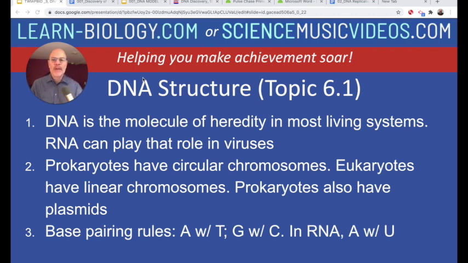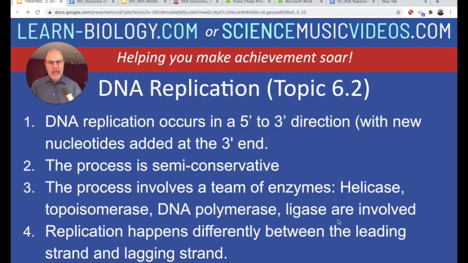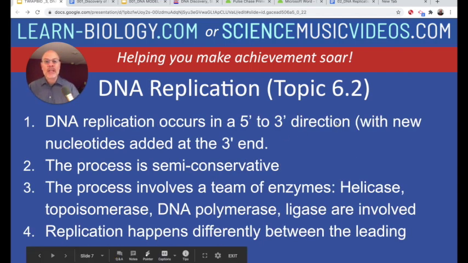A little bit of the difference between prokaryotic chromosomes and eukaryotic chromosomes. I cover that a little bit later in the curriculum, and I don't really talk about plasmids until we talk about bacterial genetics, and then again when we do genetic engineering and biotechnology. And then the basic base pairing rules, adenine with thymine, cytosine with guanine, and in RNA you have adenine paired with uracil.